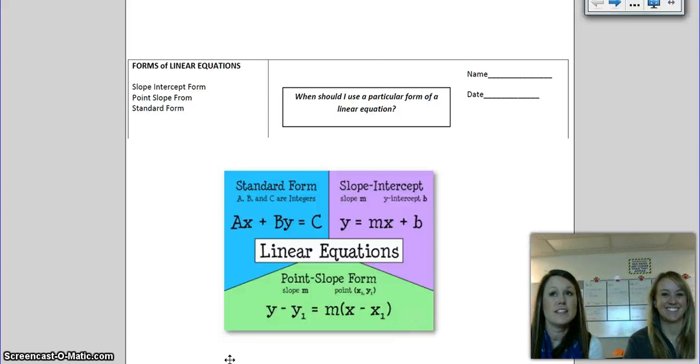Hi there. Guys, today we are going to be talking about all three forms of linear equations. We've done slope-intercept, we've done point-slope, and now we're going to introduce you to standard form, which is pretty awesome. And we're going to teach you how to get back and forth between all of them.